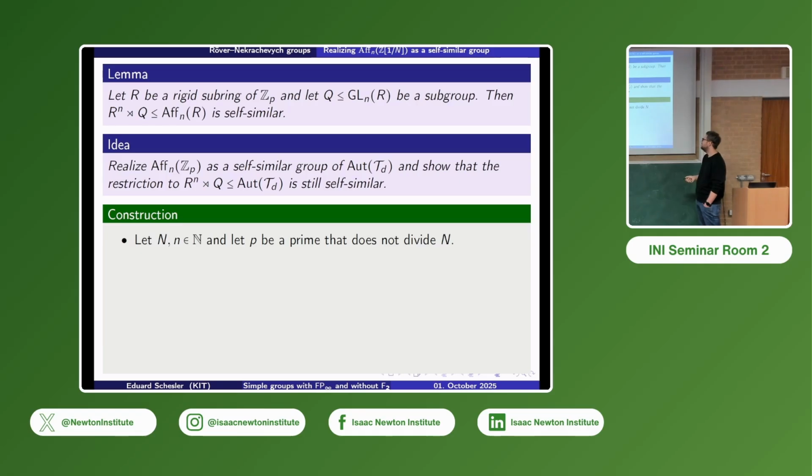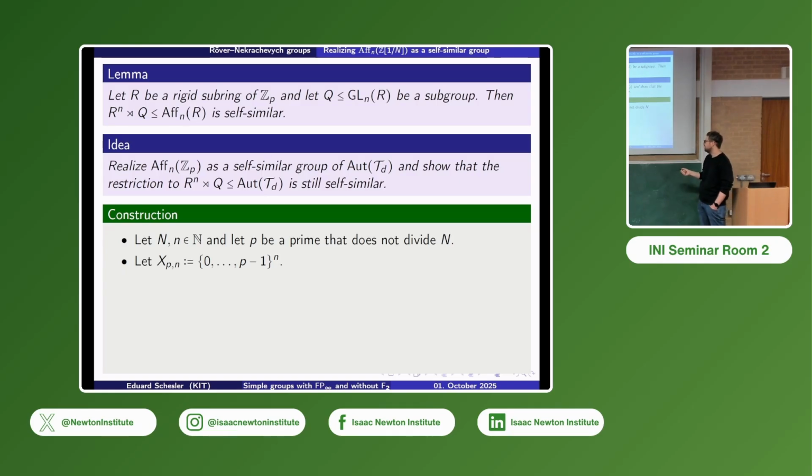So in order to see this, we first realize the whole affine group over Z_p, so an uncountable group, as a self-similar subgroup of the automorphism group, and then after we have understood this action, restrict the action to the subgroup and see how it's still self-similar. Okay, to this end, we first have to define the tree on which the group acts. So we fix capital N and small n, and the prime p that does not divide capital N.